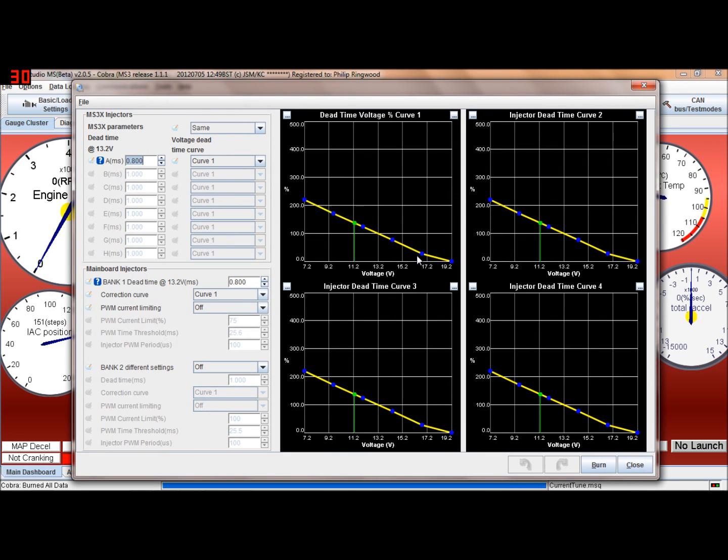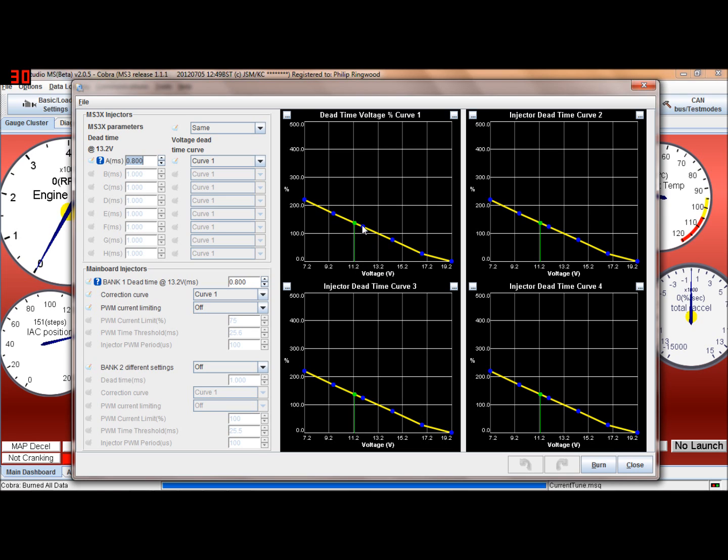Again, leave this table as it is. These are standard curves for voltages, so depending on what the voltage is to the injectors depends on the opening time. When you fire an injector, when you turn the injector on, there's a period of time before the fuel starts coming out, and that time is generally given as sort of 0.8 of a millisecond to 1 millisecond, and this is the table it would follow depending on the voltage.